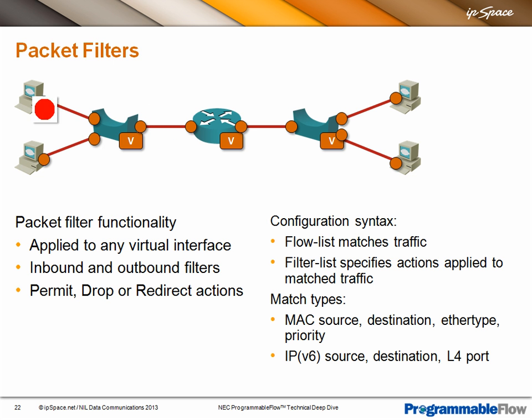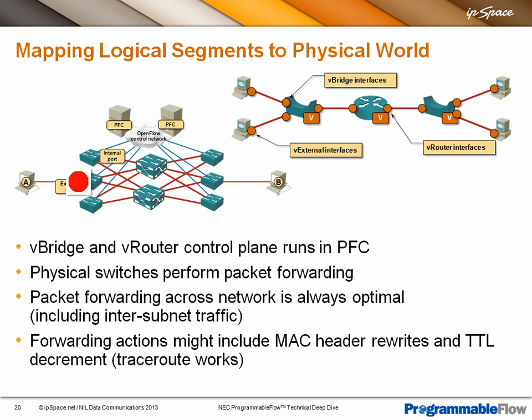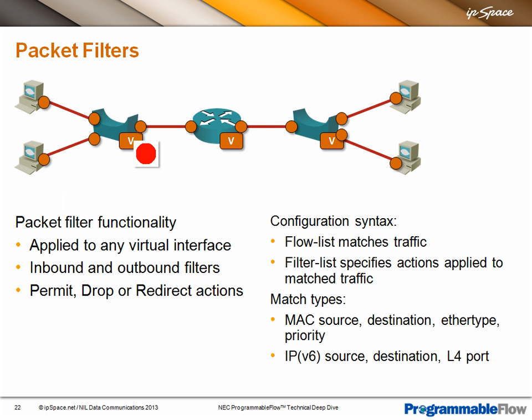On every single interface in the system, on every one of them, you can apply a packet filter, inbound or outbound. And these packet filters can do permit, drop, or interestingly, redirect. And remember, you can apply the packet filter here on the virtual router, but in reality, the packet filter would be applied on the ingress port on this switch. So whatever you specify, wherever you configure the packet filters, they are usually implemented on the ingress port of the ingress edge switch.